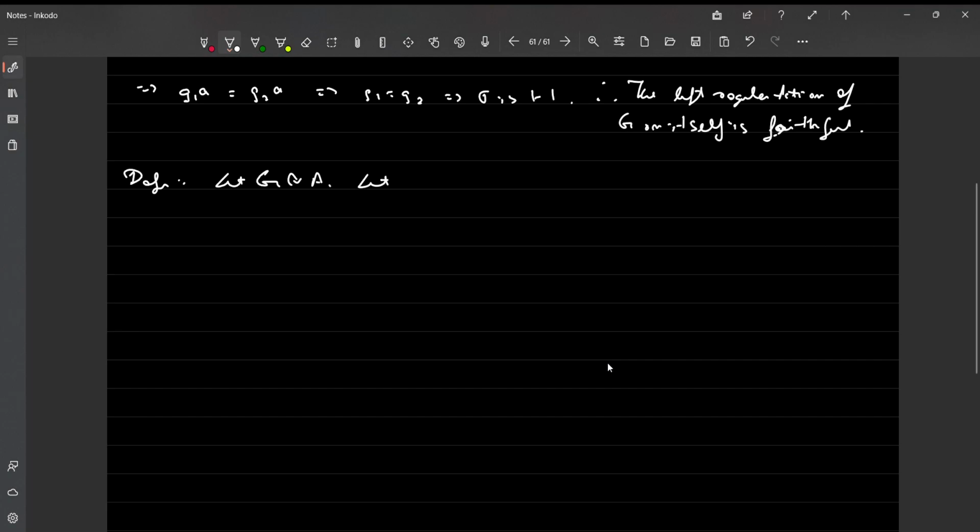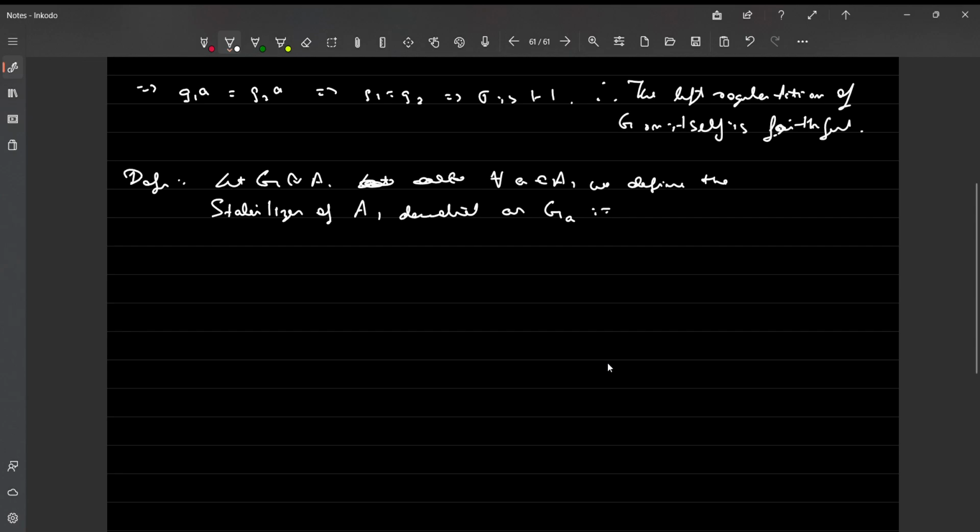Now we come to some important terminologies related to group actions. Definition. Let G act on A. For all A in A, we define the stabilizer of A, denoted as GA, as the set of all the elements small g in capital G such that G on A is A. So basically the stabilizer is the set of all the elements in the group which is acting on the set A, which fix A. Clear?